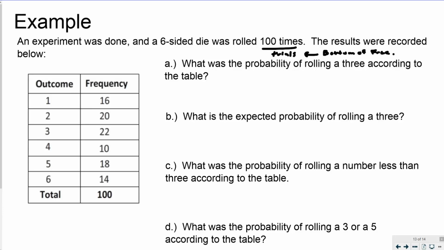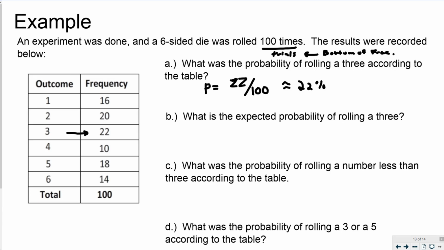So, what was the probability of rolling a 3 according to the table? I'm going to look at the table for 3s. The outcome 3 had 22. So there was a 22 out of 100, which would be about 22%.